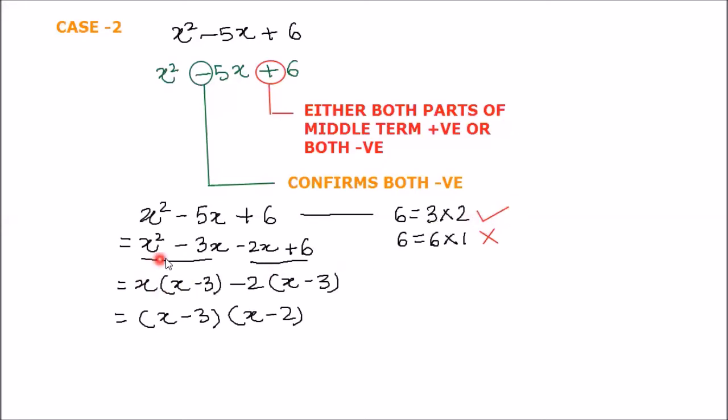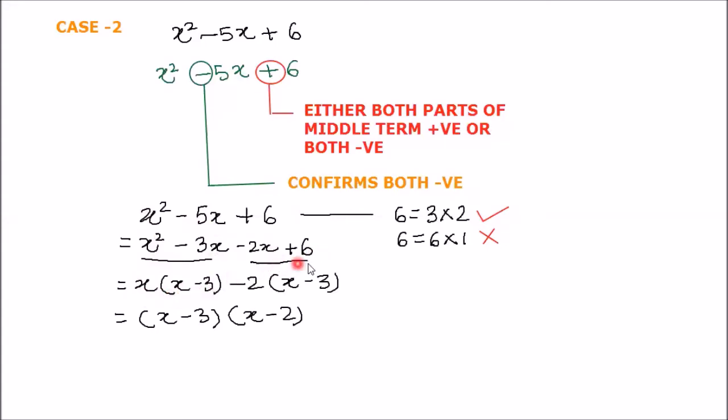So let's write it down. So this is x square minus 3x minus 2x plus 6. Now take these two terms together and try to find out the common part. So x is common. I have taken x common, and this is x minus 3 inside the bracket.